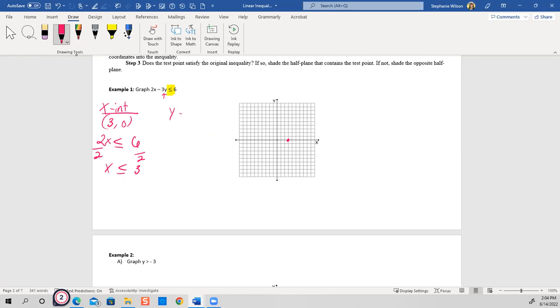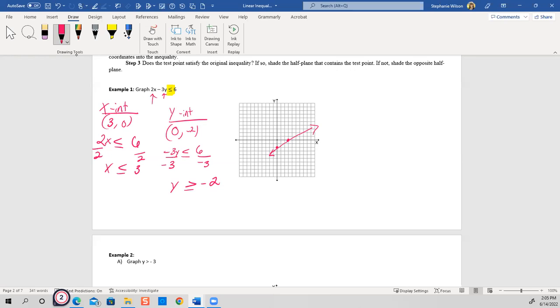Now let's find the y-intercept. When I do that, I put 0 in for x, and I get negative 3y is less than or equal to 6. I'm going to divide by the negative 3. But since it's negative, pushing it through, the inequality sign flips. Negative divided by positive is negative. 3 goes into 6 2 times. So I'm going to go to the origin and go down 1, 2. Then I connect my dots and draw my line as best I can.